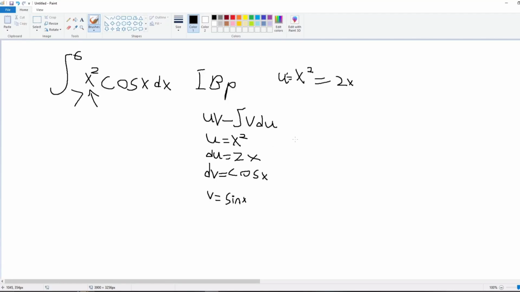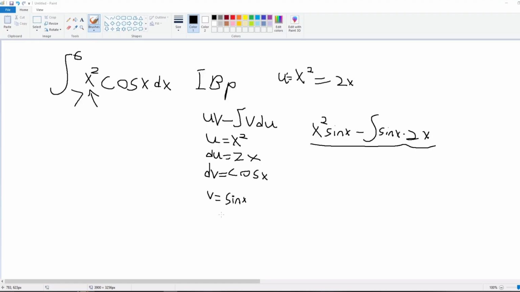Okay, now we can plug into our formula here. So we have u, which is x squared. We have v, which is sine x. And then we're going to minus the integral of v, which is sine x, and the derivative of u, which is 2x. Yay! We've done so good. Now we need to simplify and ensure that we have a proper solution that we're not going to have to integrate anymore. Oh no. This is not good, ladies and gentlemen.